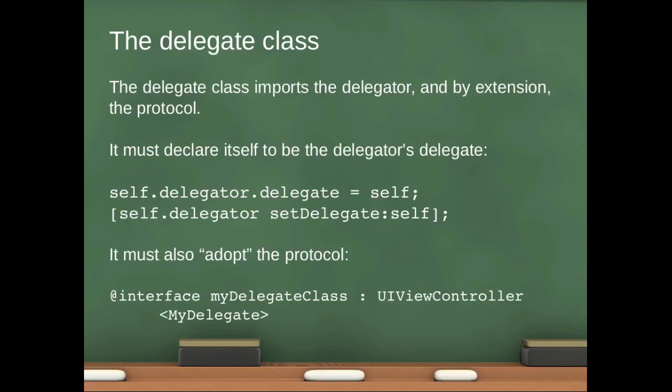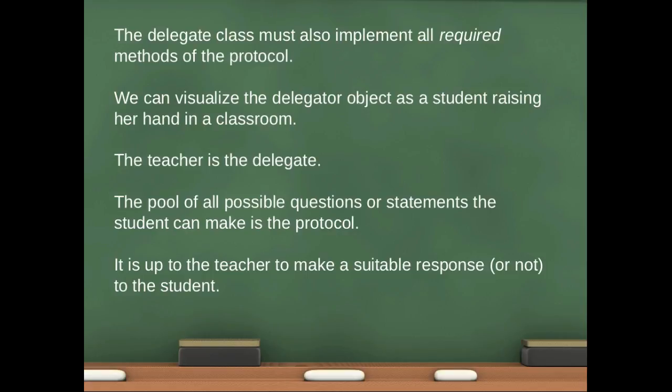The delegate class also has to adopt the protocol, and it does this again by using the angle bracket notation. So here we have a delegate class called myDelegateClass that is a UI view controller subclass, and then in angle brackets we have adopted myDelegate. After it's got that, it must also implement all the required methods of the protocol. We'll talk about required in the next slide, I believe.